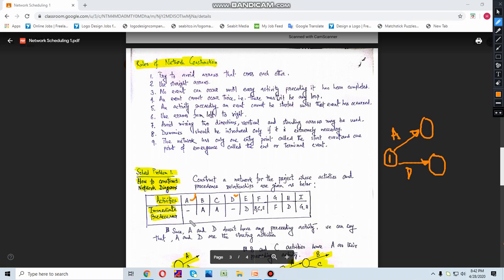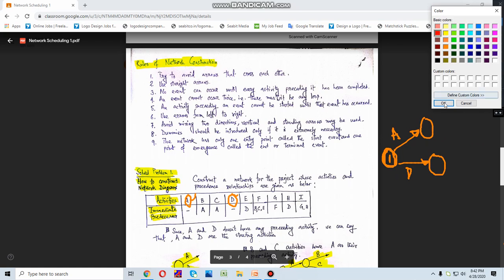A and D don't have any immediate predecessor. That means there are no such conditions applied on these two activities, this A and this D. So A and D can be generated from this event. Okay, so this is why we have generated this.